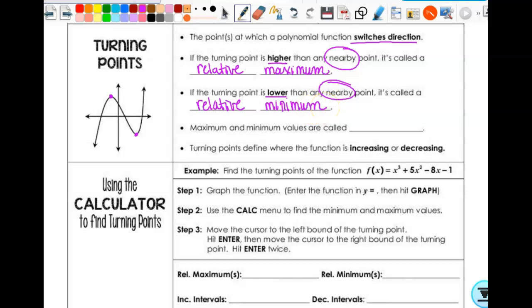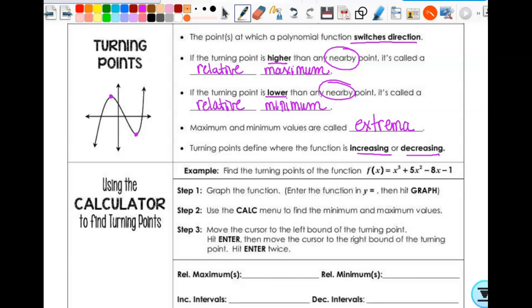Okay. So we have critical points, and critical points include the points of inflection. What's the category that just includes the maximums and minimums? Do you remember? It's what? Extrema. Good. They are extreme values, so it is extrema. And then turning points define where the function is increasing or decreasing. So the last section says using the calculator to find turning points.